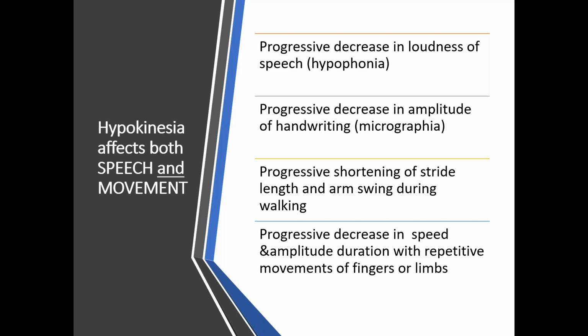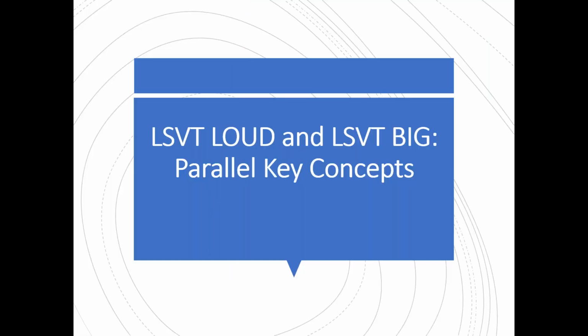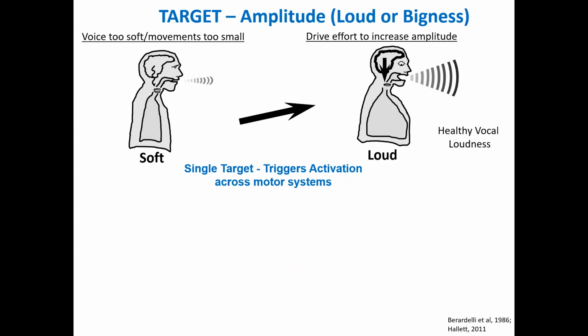movement. And we'll see with LSVT LOUD and LSVT BIG, we have parallel key concepts between both treatment approaches. So the first key concept is that target, and that target is amplitude. So with LSVT LOUD, we're focusing on loudness, so improving the amplitude through loudness. With LSVT BIG, you may have guessed we're focusing on bigness, or making those movements bigger. So with Parkinson's, we see that voice is too soft. We see the movements are too small.